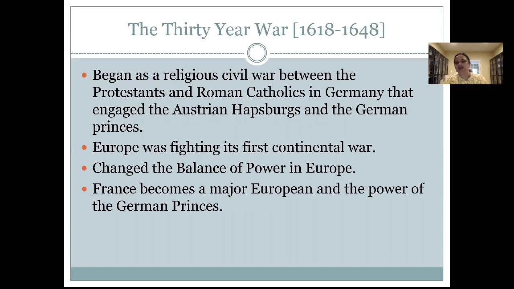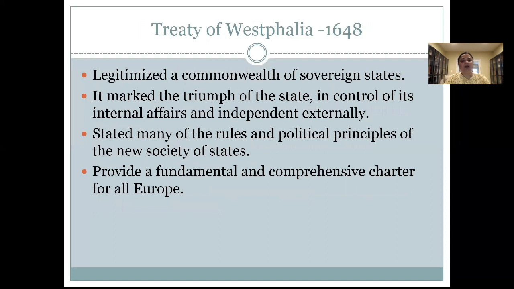So this brought about a change in the balance of power in Europe. And because of this, France becomes a major European power and the power of the German princes increase. So you have two groups that rise victorious. Please remember, any war makes a paradigm shift in the existing power. So war is an instrument of foreign policy, as told by Clausewitz. Karl von Clausewitz, the greatest philosopher on war, calls war foreign policy by other means.